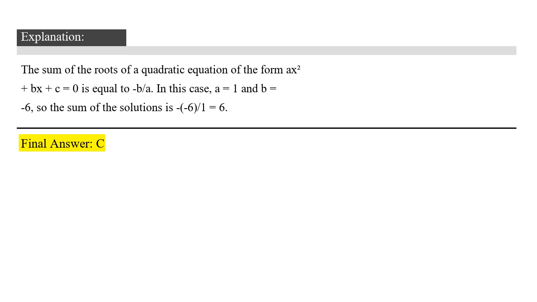The sum of the roots of a quadratic equation of the form ax squared plus bx plus c equals 0 is equal to negative b/a. In this case, a equals 1 and b equals -6, so the sum of the solutions is negative -6/1, which equals 6.